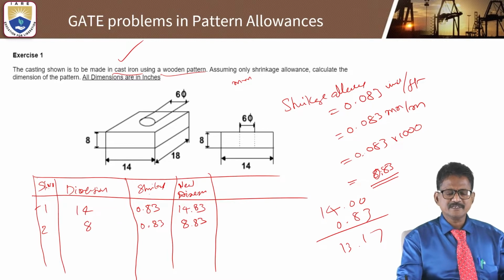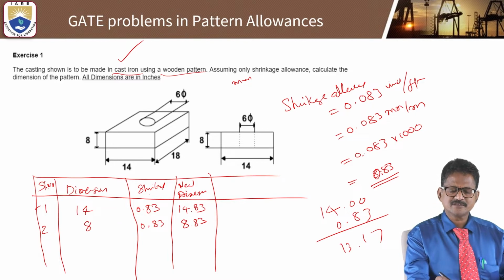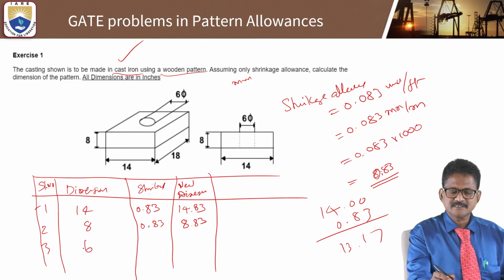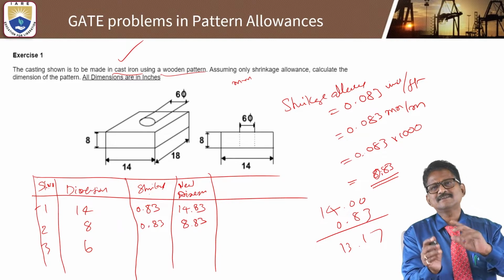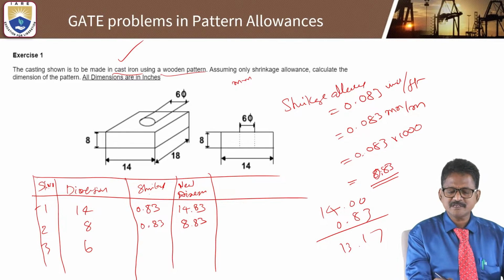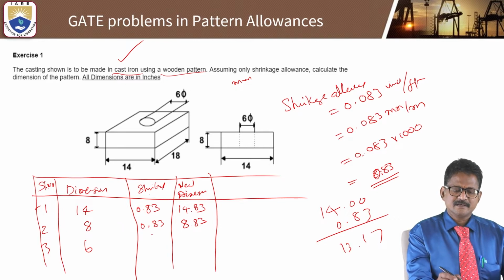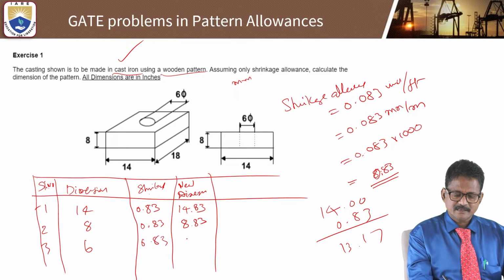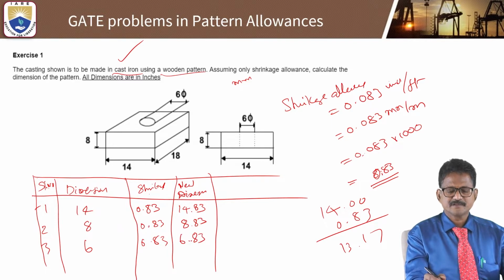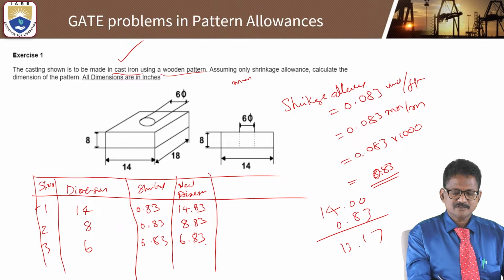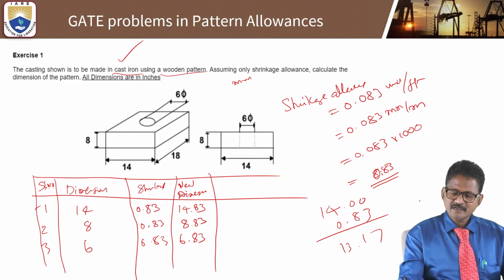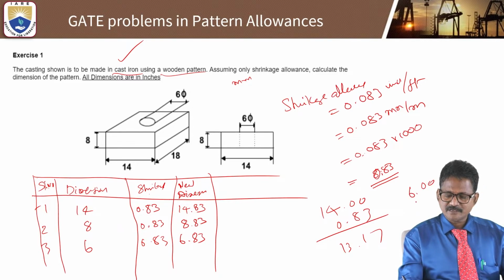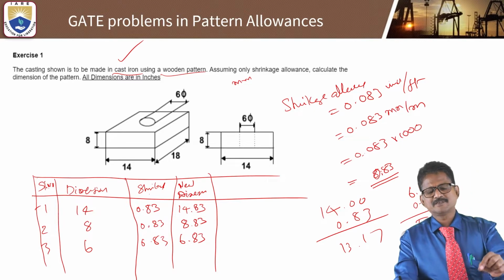So similarly, if you take even the hollow portion, 6 means the hole will be contracted or enlarged. That's very important. So for 6, you can add 0.83, that is 6.83, so that it will become 6. Otherwise that hole becomes smaller. If you deduct 0.83, that is a 5.17 dimension hole can be obtained.